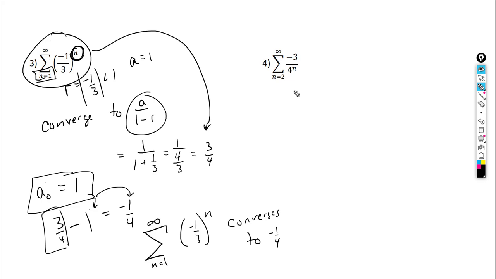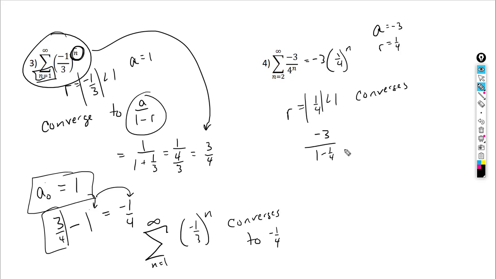This was a little more tricky because now we have 2 values to find out. So let's do this one. Does this converge? This is negative 3 times 1 over 4 to the n. So r is equal to a fourth, which has absolute value less than 1, so this converges. Let's find the value it converges to. We know a is negative 3 and r is 1/4. Negative 3 over 1 minus a fourth is negative 3 over 3/4, which is negative 4. So this series is going to converge to negative 4.